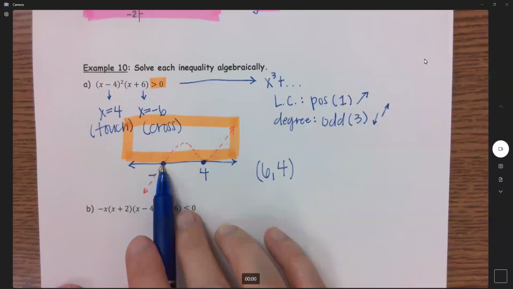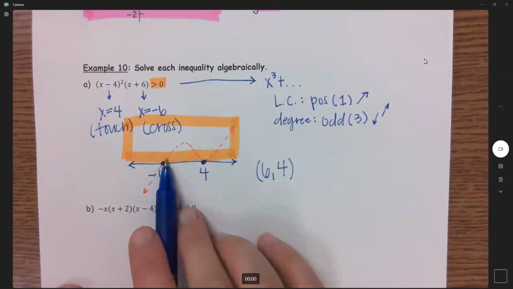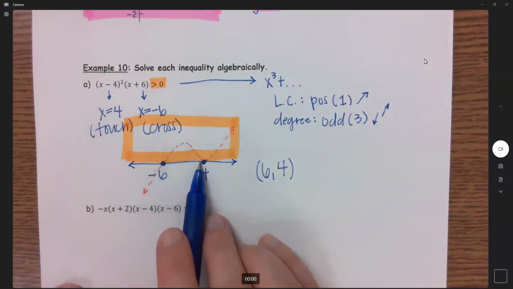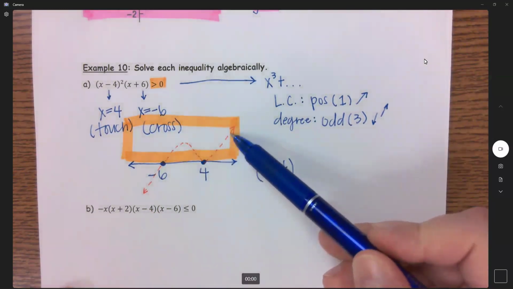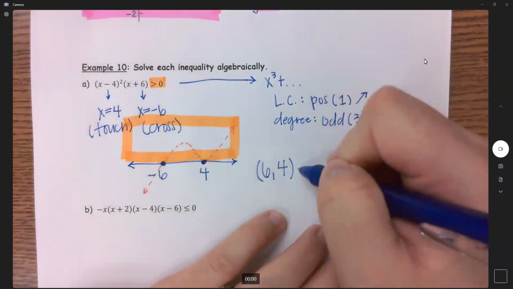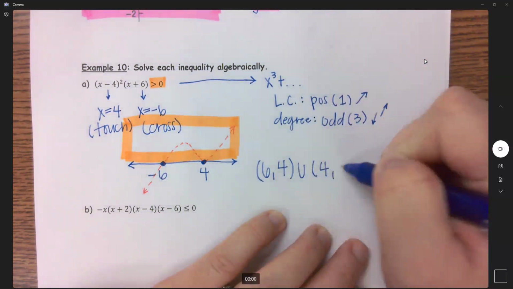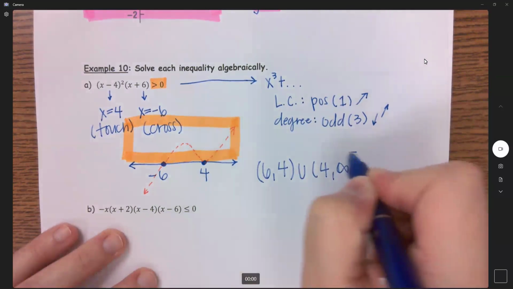So it's going to start at -6, go above it after -6, turn around, touch right here at 4. So I don't want to know when it equals 4 or when it equals 0. So we don't include that 4. And then after 4, it bounces back and continues into forever. So parentheses 4 to infinity.